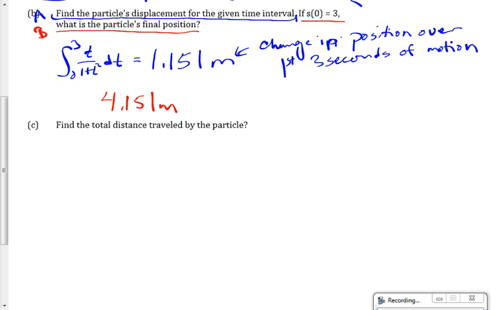Why 4.151? Because over the first 3 seconds of motion, the object gained 1.151 meters, but it was already 3 meters from wherever we're tracking its motion from. Okay. This is kind of a roundabout way of doing the fundamental theorem of calculus.